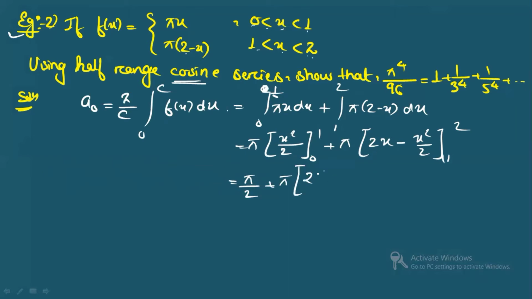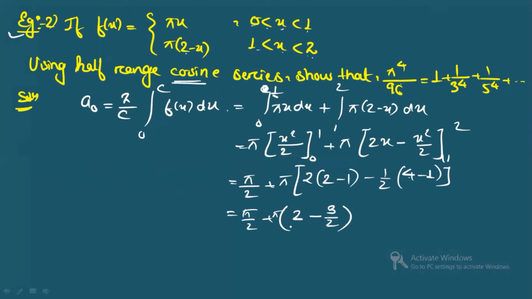If you see here, putting the upper limit you will have 2, lower limit will give you 1 minus 1 by 2. Putting the upper limit you will have 4, 2 square, minus 1 square is 1. So finally you will have pi by 2 plus, pi is outside. This is 2, right? Here you will have minus, 4 minus 1 is 3. So 3 by 2.